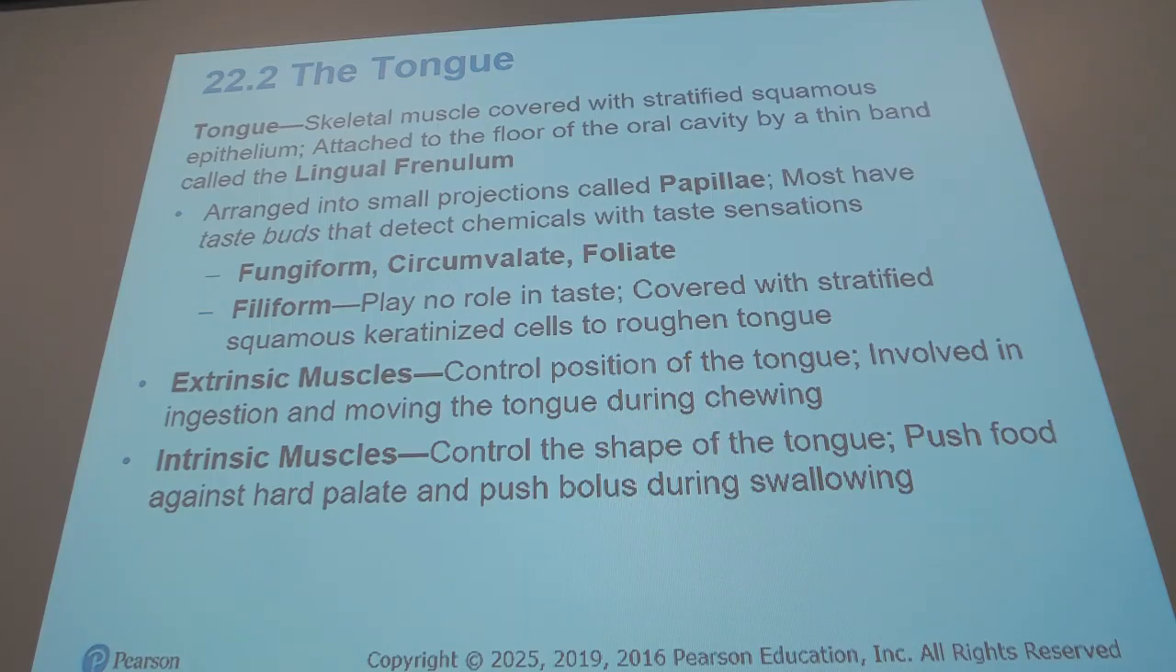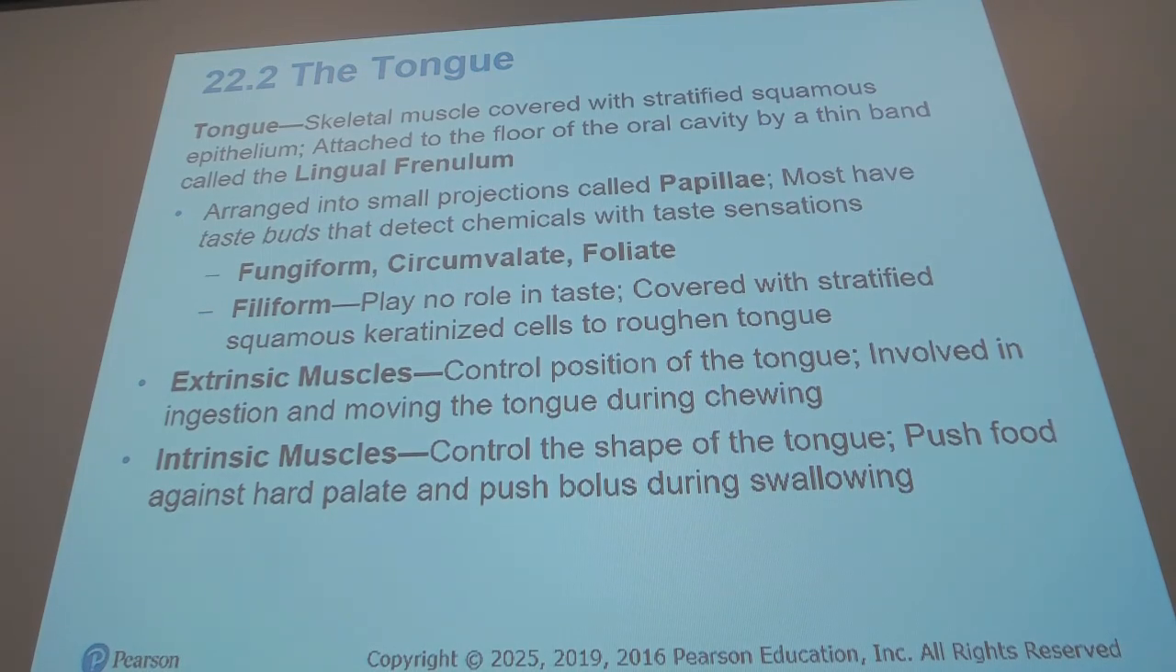Now, on the sides of the tongue posteriorly, on the edge, we have foliate papillae. These ones are rudimentary. Only when you are a little child can you have taste buds there that can detect taste, but after childhood, they degenerate and just become rudimentary without any function.